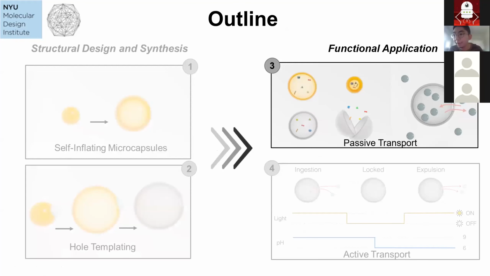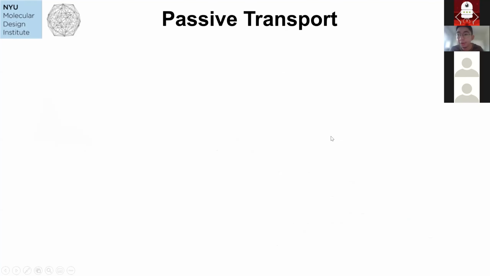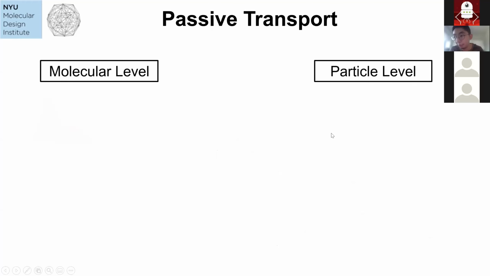So after getting these microcapsules, we are ready to study the transport behaviors. Let's first start from the passive transport. When we talk about the passive transport, either on the molecular level or on the particle level, what we are talking about is the diffusion coefficient. In the theoretical setup and the perfect condition, this should be inversely related to the size of your object.